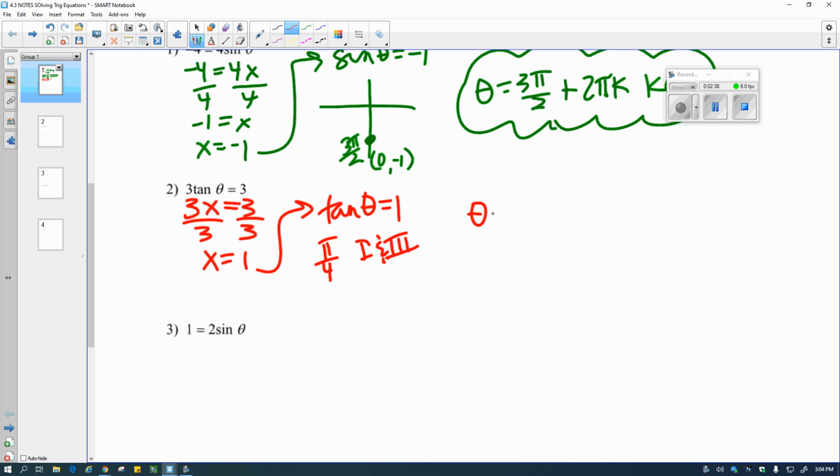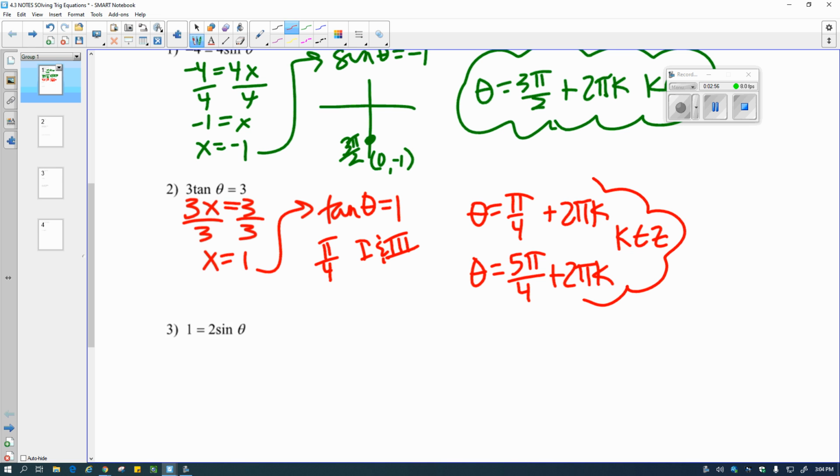So my answer is pi over 4 in the first quadrant. Because I'm solving for all solutions, I add 2 pi k. And my answer is 5 pi over 4 in the third quadrant, and I add the 2 pi k, where k is an element of the integers. So that would be my solution for that step. So kind of the same process again as we did last time. It's just that we add the 2 pi k on it.